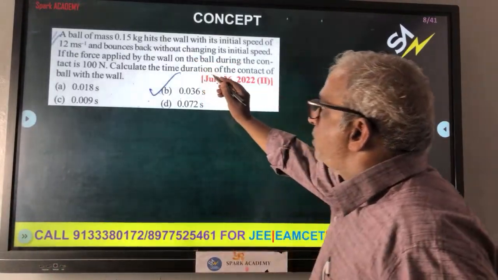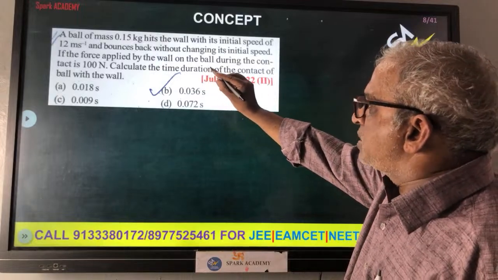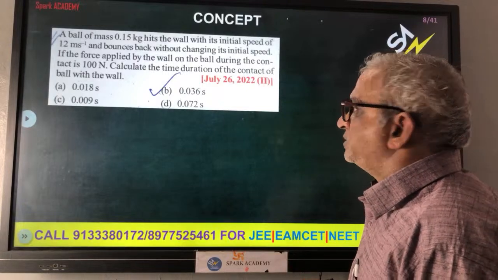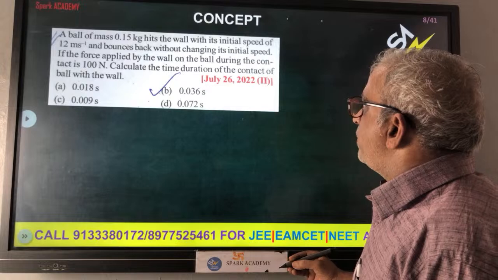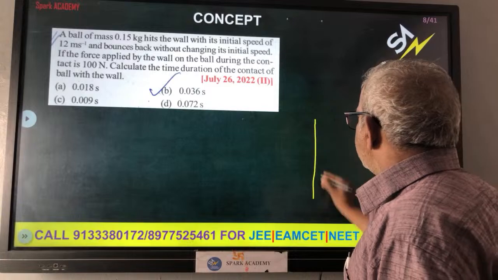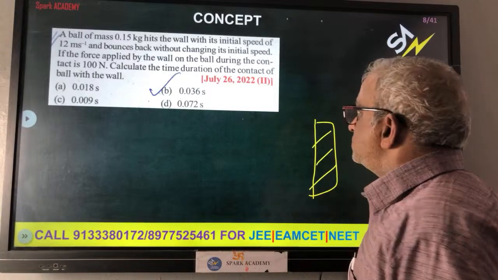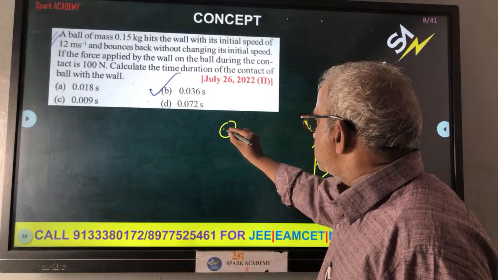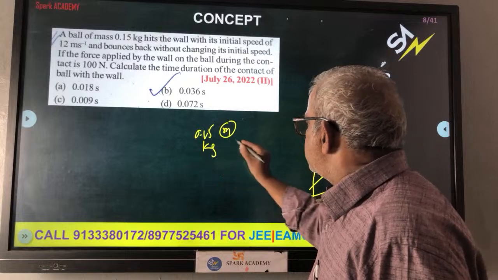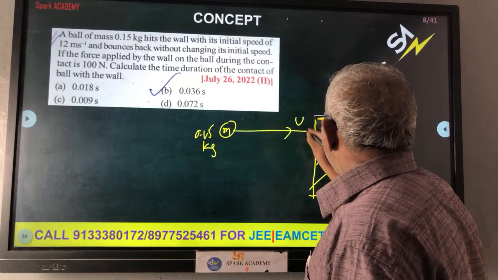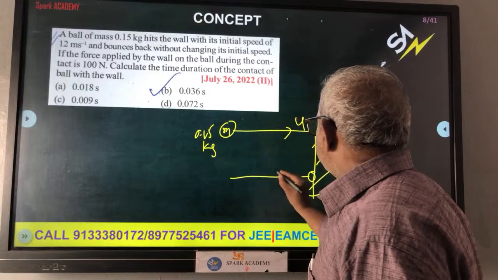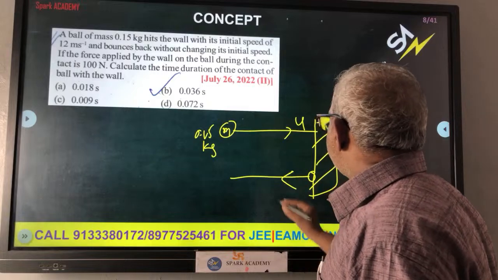Now next question, based on impulse. A ball of mass 0.15 kg hits the ball with initial speed of 12 meters per second and bounces back without changing the initial speed. There is a ball here, of mass 0.15 kg, hitting with a velocity u and bouncing back with the same speed u.